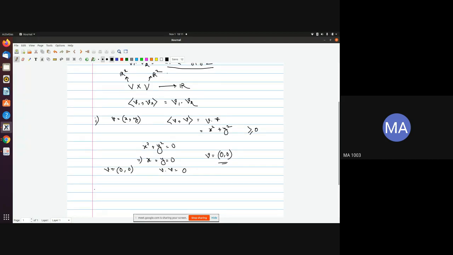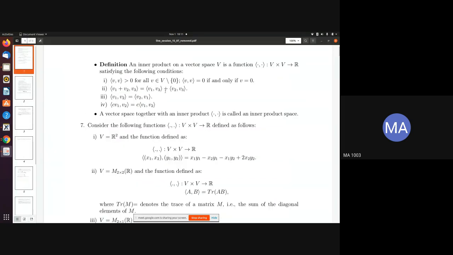Now, does this satisfy the second axiom? What was the second one? The second one was linearity with respect to the first coordinate. Sir, this is called bilinearity or linearity. Correct, this is called bilinearity because there are two coordinates. I was asking earlier whether the second and fourth conditions together are called bilinearity. Altogether it is called bilinearity.